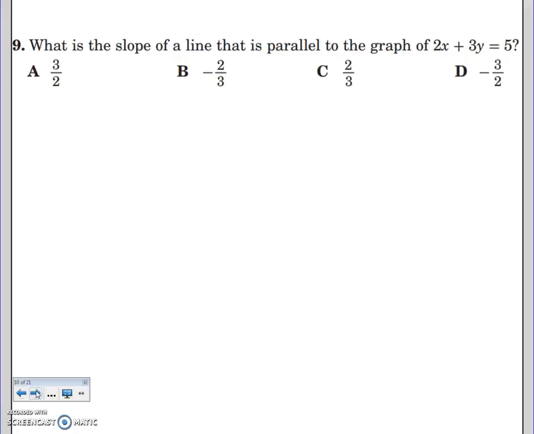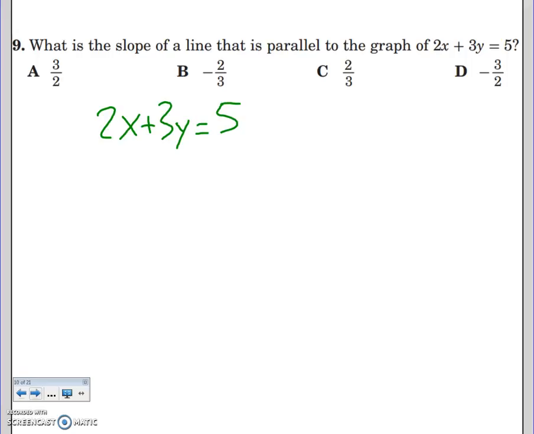What is the slope of a line parallel to that graph? Alrighty. There's a couple ways to do this. I'm going to do the way that I always do it. To find the slope, you need 2 points.